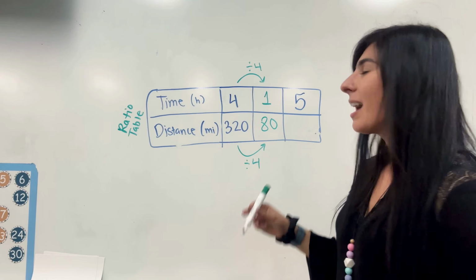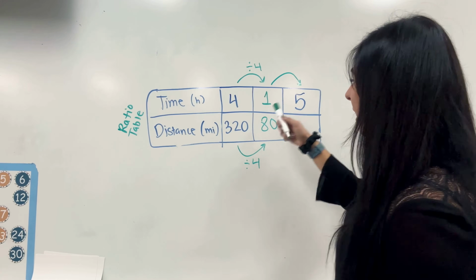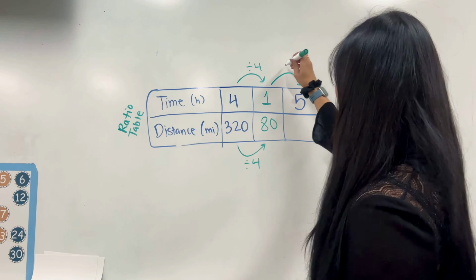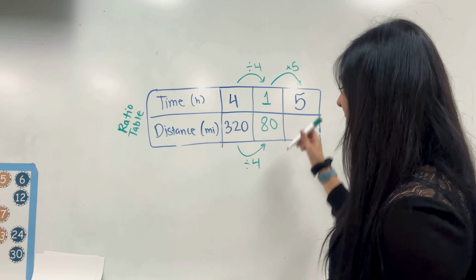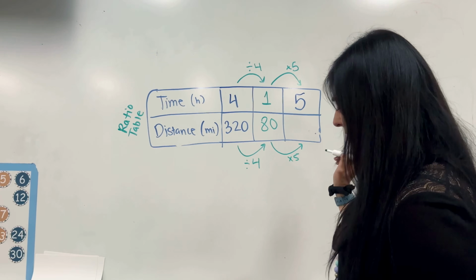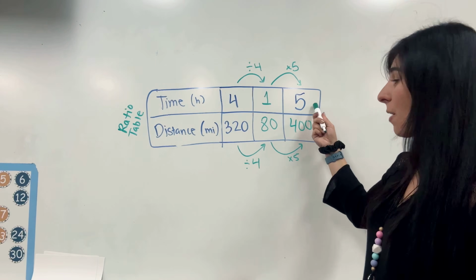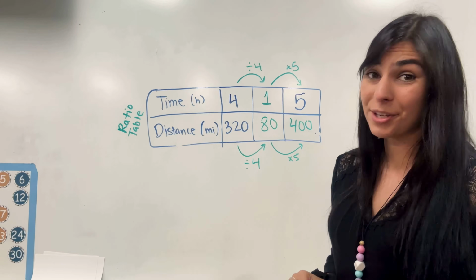Now from here, I can very easily build up and get the 1 to the 5. So I'm going to multiply. How did I get from 1 to 5? I times by 5. What you do to one side, you must do to the other. So now I'm going to multiply 80 times 5, and that's going to give me 400. So in 5 hours, he will have traveled 400 miles.